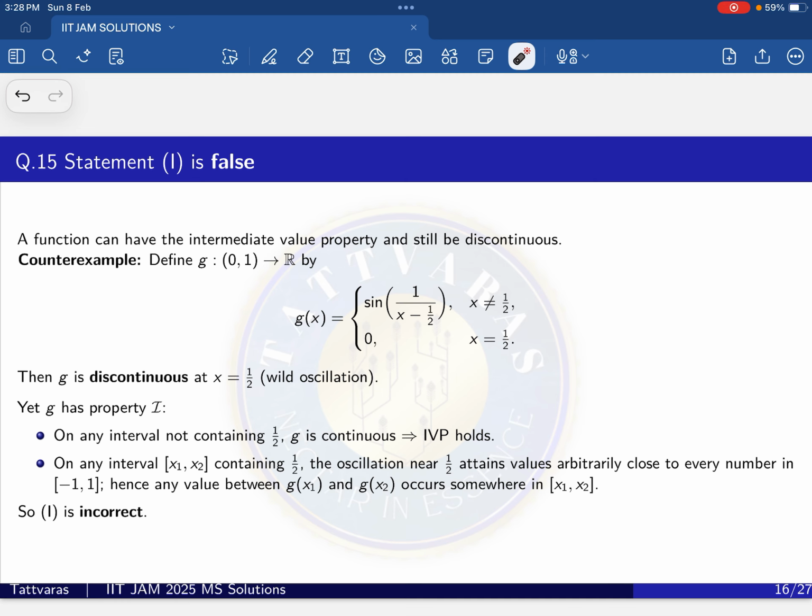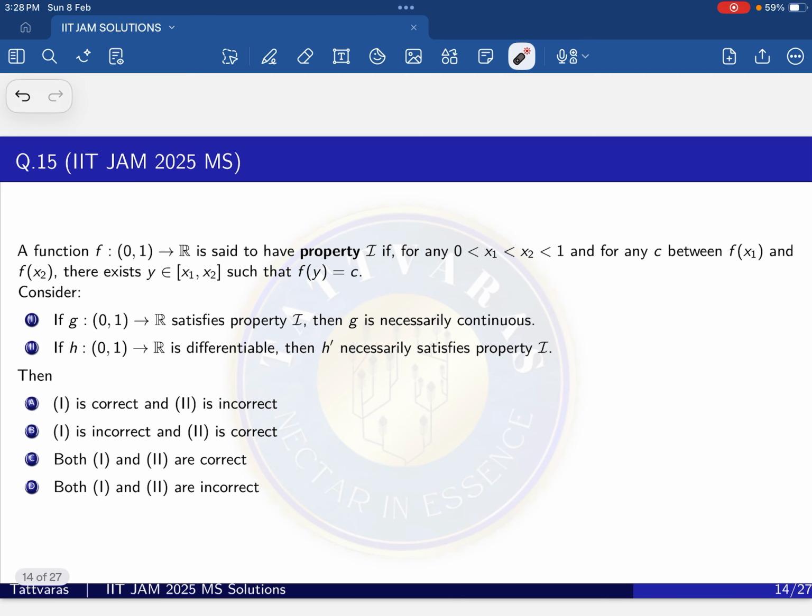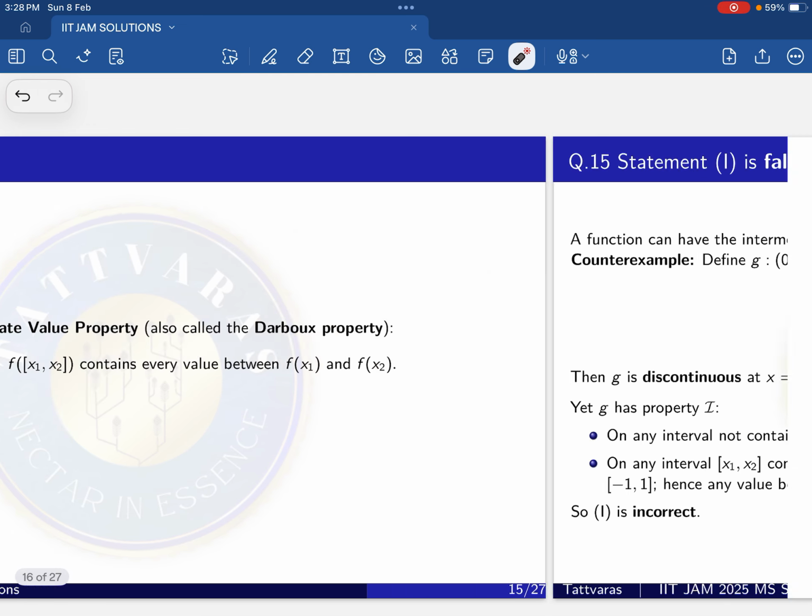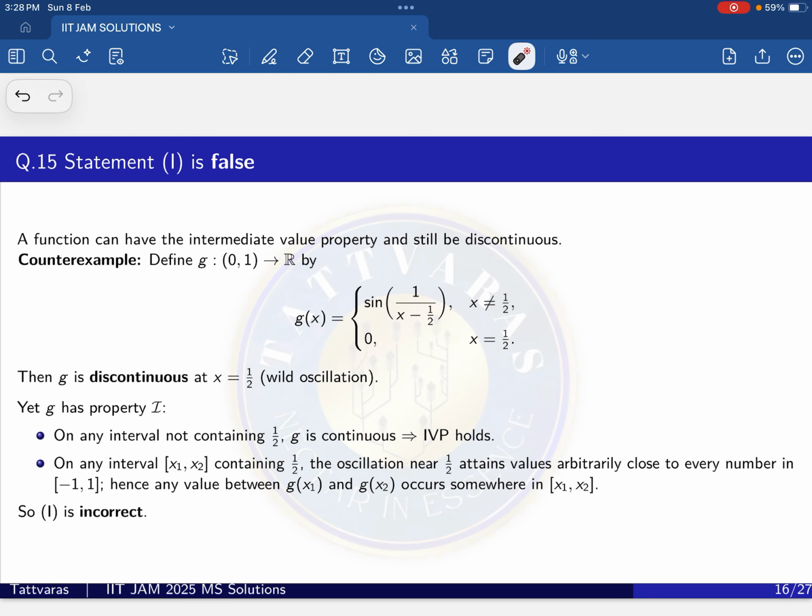Now the first statement says if g satisfies this property, then g is necessarily continuous. Well, this is not always true. Why? Because a function can have the intermediate value property and still be discontinuous. So this is a very important notion, and the counterexample here is again very interesting.